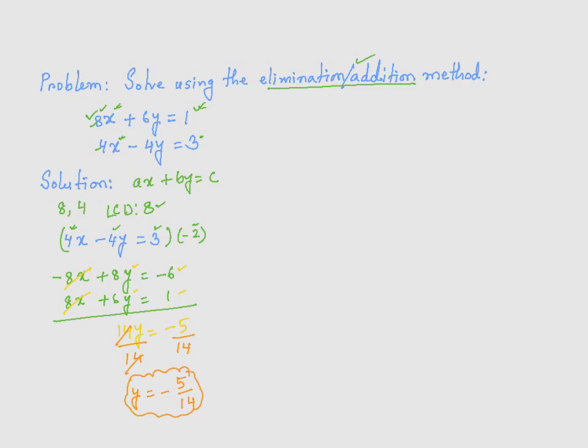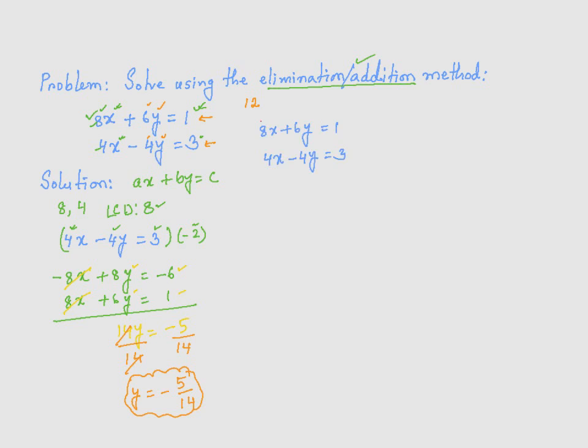So I just found y. Now we need to do the same process, but this time for x. So we want to solve for x. To solve for x, we need to get rid of the y, and we look at the coefficients of y, 6 and negative 4. The positive LCD of these two numbers is going to be 12. So I'm going to make the first equation have coefficient 12, and the second equation have coefficient negative 12.